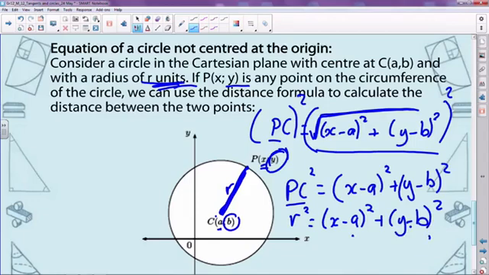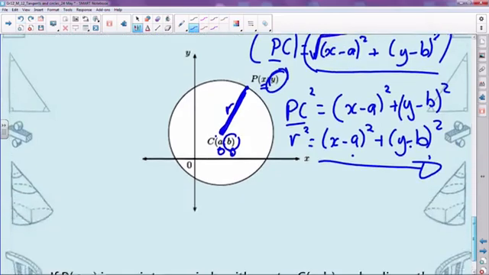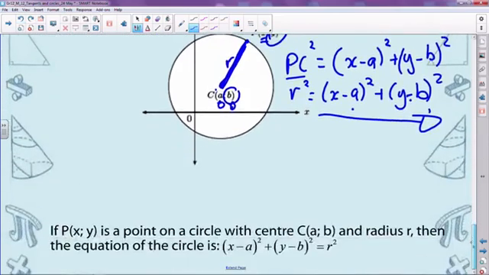Because if A was 0 and B was 0, then this would just become x squared plus y squared. Okay, so it would work with any coordinates there. All right, so that's the defining equation of any circle centered at AB, where AB are any 2 points. So we have a formal statement here.